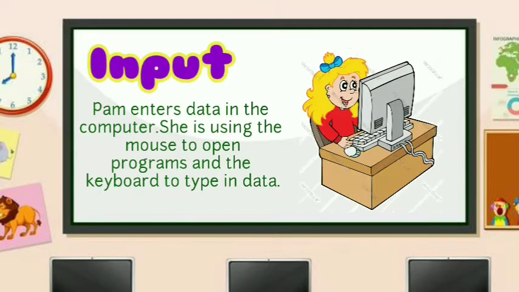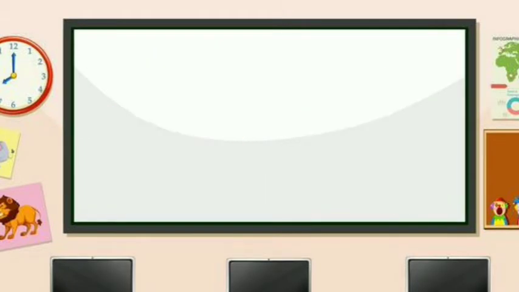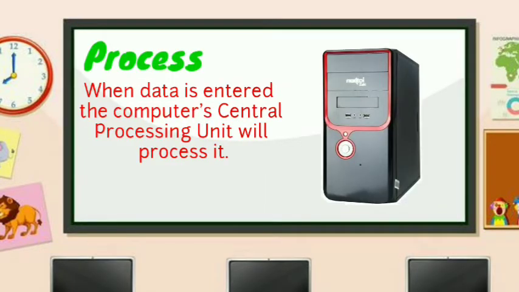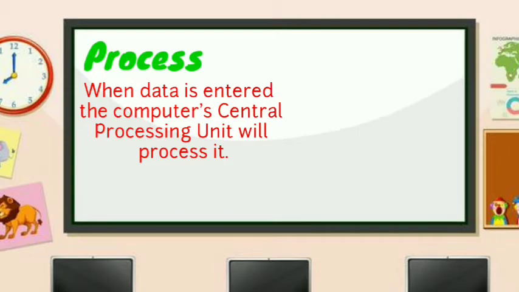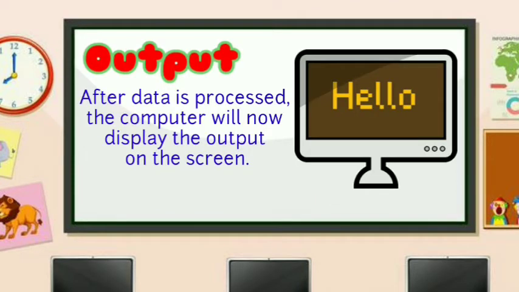First step, input. Pam enters data in the computer. She is using the mouse to open programs and the keyboard to type in data. Second step, process. When data is entered, the computer's central processing unit will process it. Third step, output. After data is processed, the computer will now display the output on the screen.